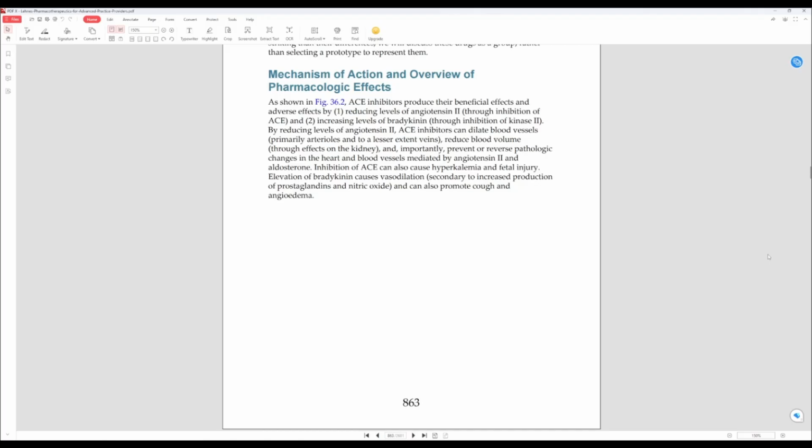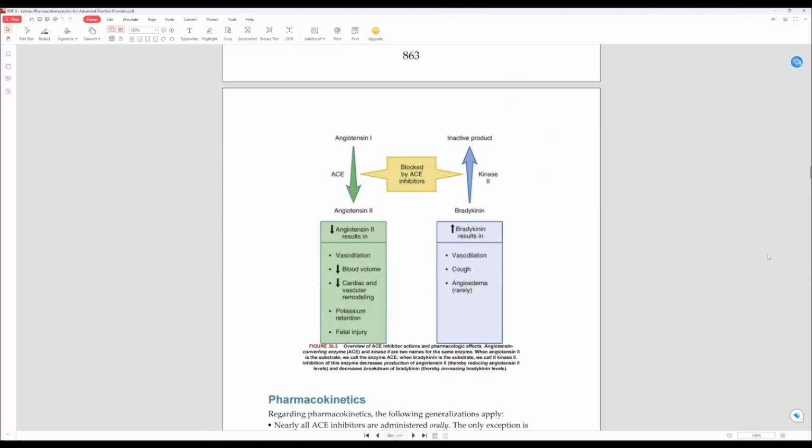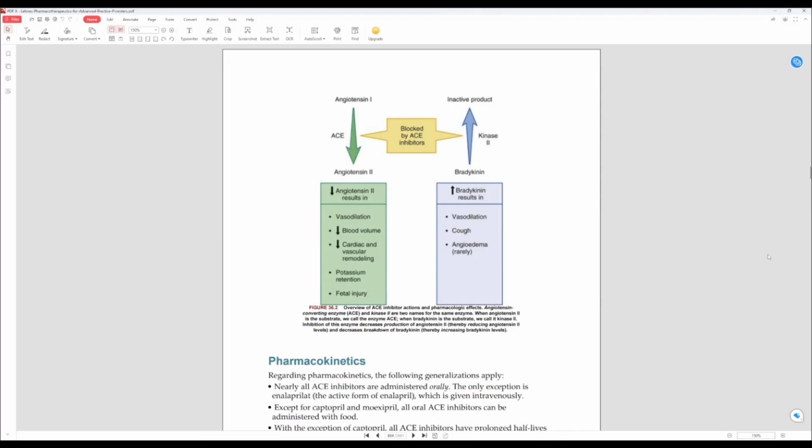By reducing levels of angiotensin II, ACE inhibitors can dilate blood vessels, primarily your arterioles and to a lesser extent the veins. They can reduce blood volume through effects on the kidney, and importantly, prevent or reverse pathologic changes in the heart and blood vessels mediated by angiotensin II and aldosterone. Inhibition of ACE can also cause hyperkalemia and fetal injury. Elevation of bradykinin causes vasodilation, secondary to the increased production of prostaglandins and nitric oxide, and can also promote cough and angioedema. So here's that picture they were talking about. A good spot to hit pause if you're unfamiliar with the physiology, rather, not the pathophysiology.